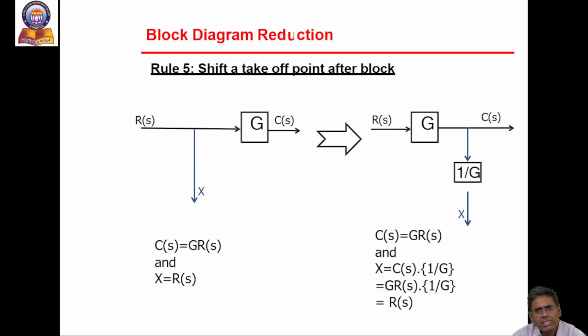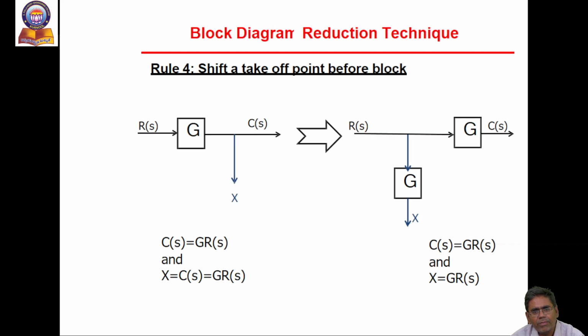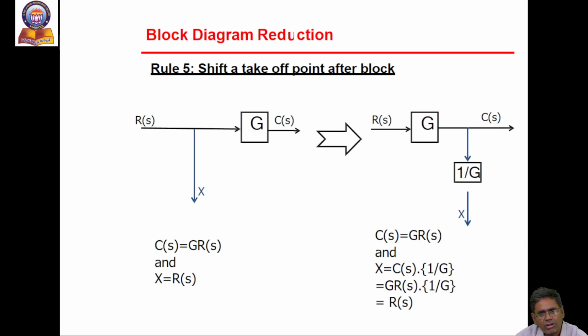The next rule is shifting the takeoff point after the block. When the takeoff point is shifted after the block, then 1 by G is added in the branch. Shifting the takeoff point after the block, we add 1 by G. Shifting the takeoff point before the block, we add G. This is another rule for the reduction of block diagrams.